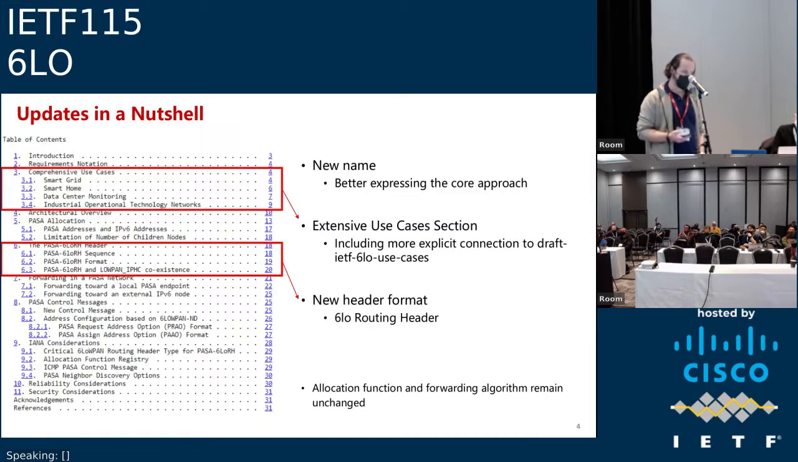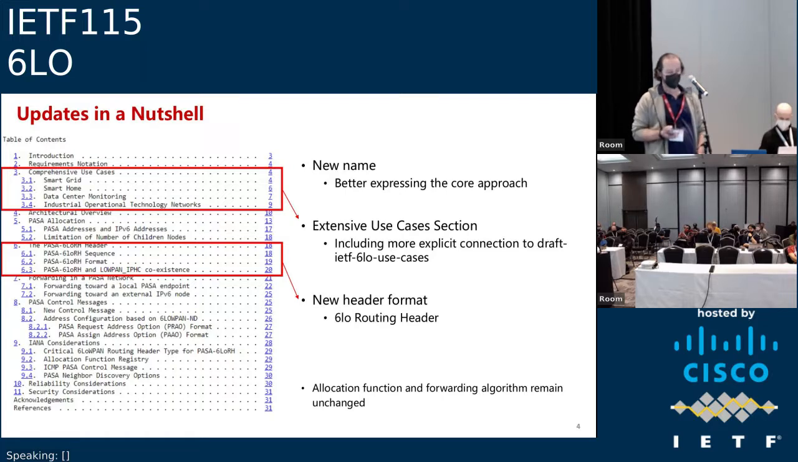The main changes beyond the name in the document are that we now have an extensive use case section, which better explains where we see this solution applying, because it should not be considered a general solution that you can use in all possible 6LoWPAN scenarios. There are specific scenarios where it is very reasonable to use it. And we have a tighter connection with the 6lo use cases draft.